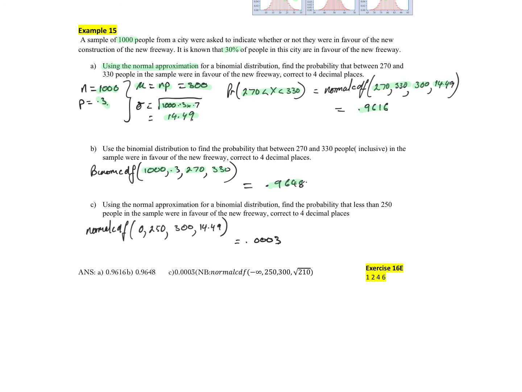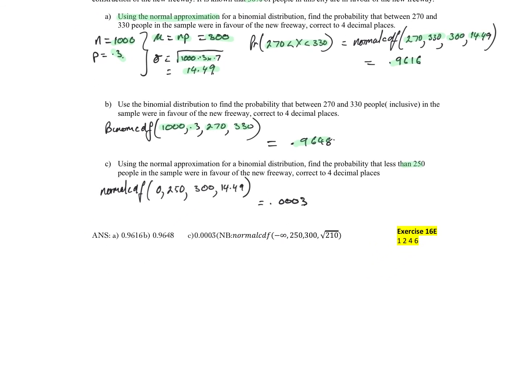Again, use the normal approximation, find the probability of less than 250 people in the sample were in favour. So this is where, again, I put down my normal CDF. I want between 0 and 250 people for a 300, 14.49 distribution, which is 0.003.